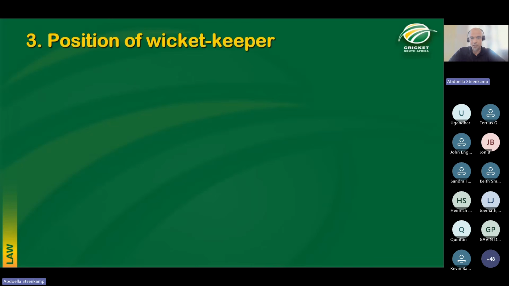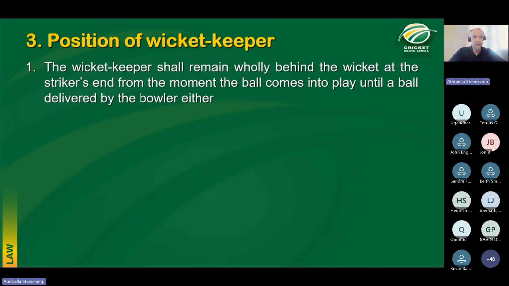When it comes to the position of the keeper, where is the keeper allowed to stand and not to stand? The law wants the keeper to stay behind the wicket at all times from the moment the ball comes into play. Until, and there are 3 exceptions, and we'll get there now. But for starters, the keeper needs to stay behind the wicket at all times as soon as that bowler takes his or her first step. Law wants the keeper to stay behind the stumps. Wholly behind the wicket is the technical term that the law uses.